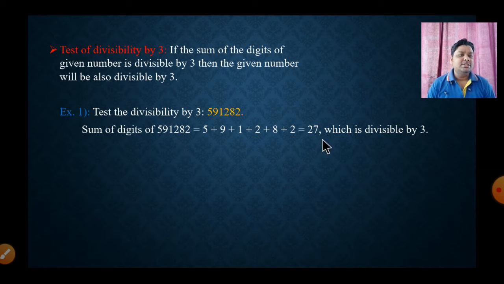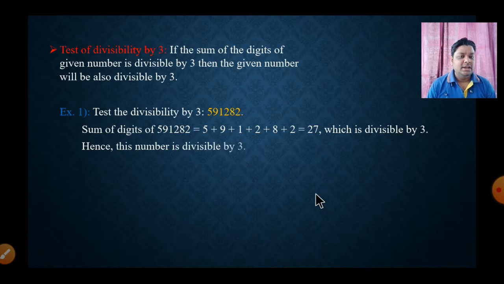So we can say that it is divisible by 3. So we can say that this number is also divisible by 3. Let's see one more example here.